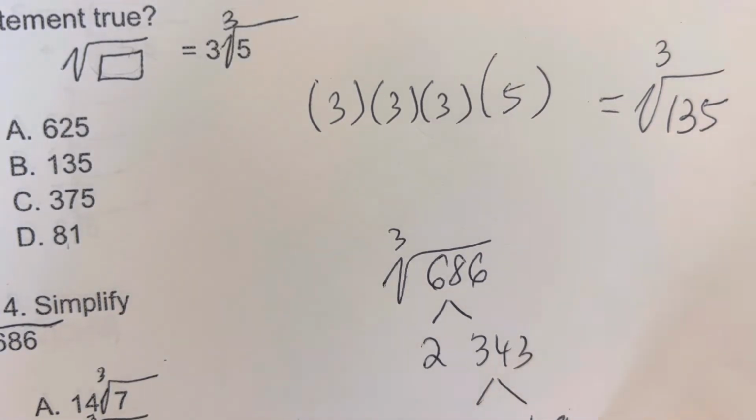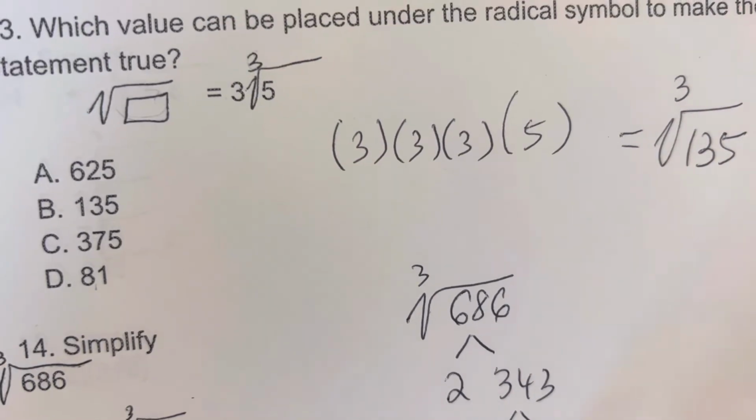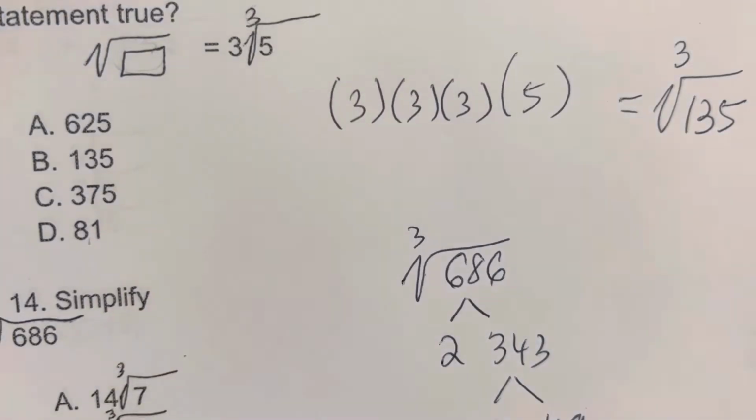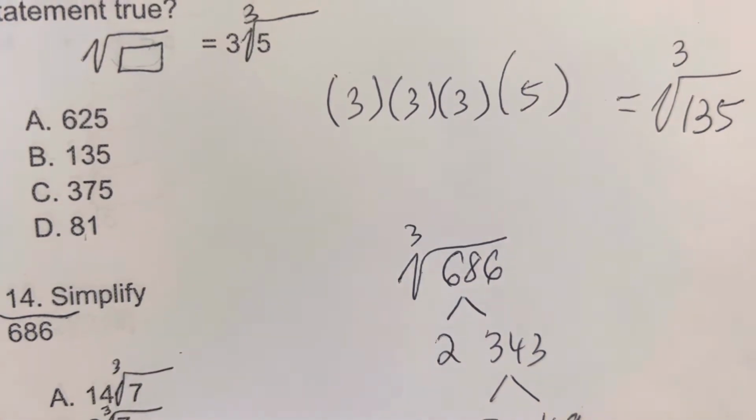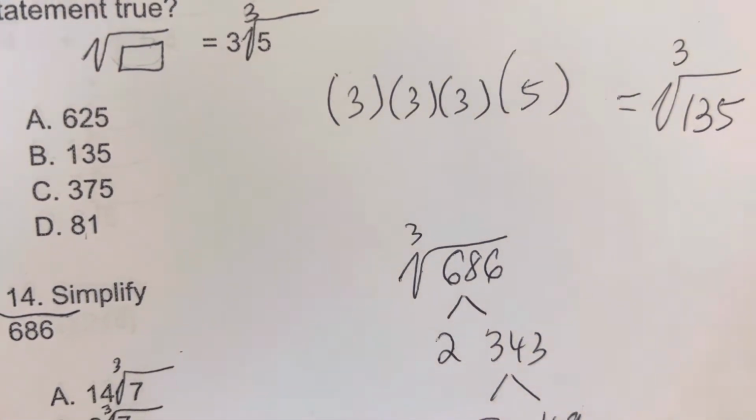You get 49, and then 7 times 7. Now 49 is a perfect square. That's why I knew it was 7 times 7. But if you're not sure, just keep on going by 7.